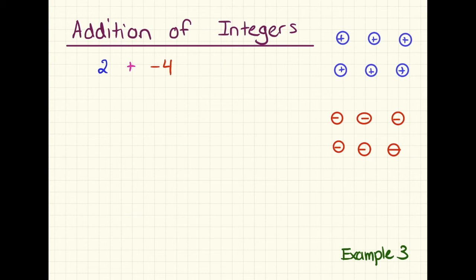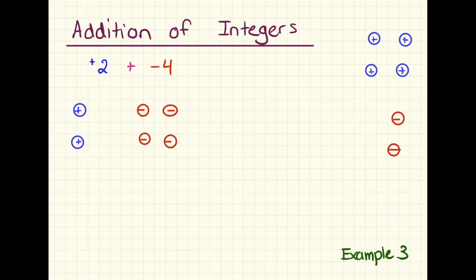This is a positive 2, and once again, just so that everybody's clear, this is a positive 2 plus a negative 4. So all I'm going to do is grab 2 positive tokens here and 4 negative tokens here. And when I add them together, once again, these positive and negative tokens cancel each other out. And it doesn't matter which tokens I picked, right? I could have picked these 2 tokens.